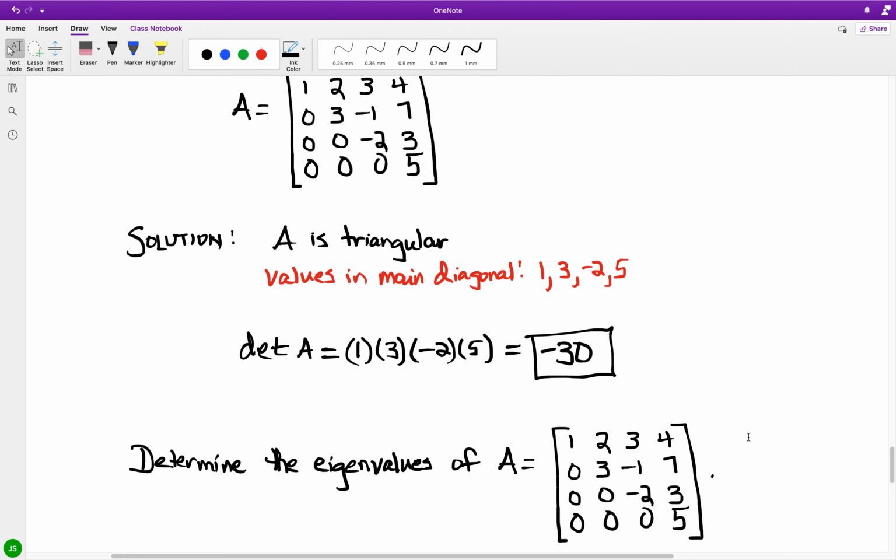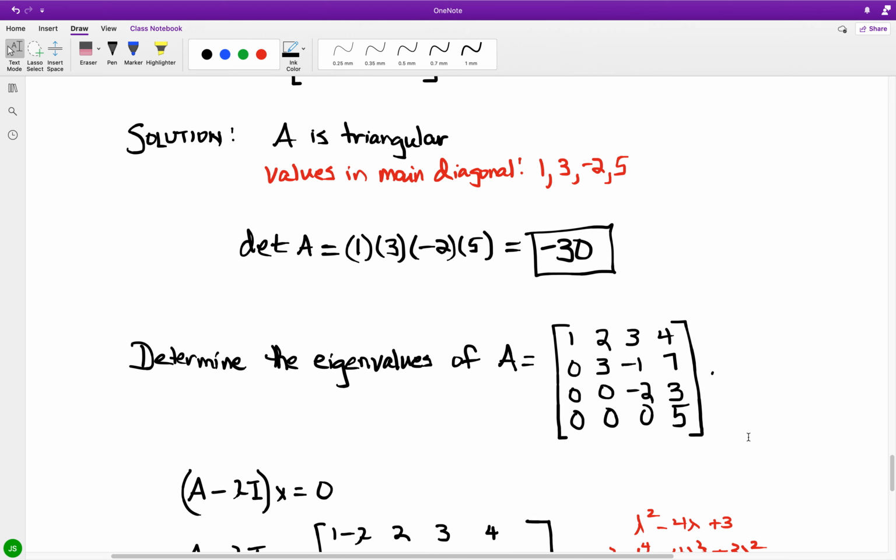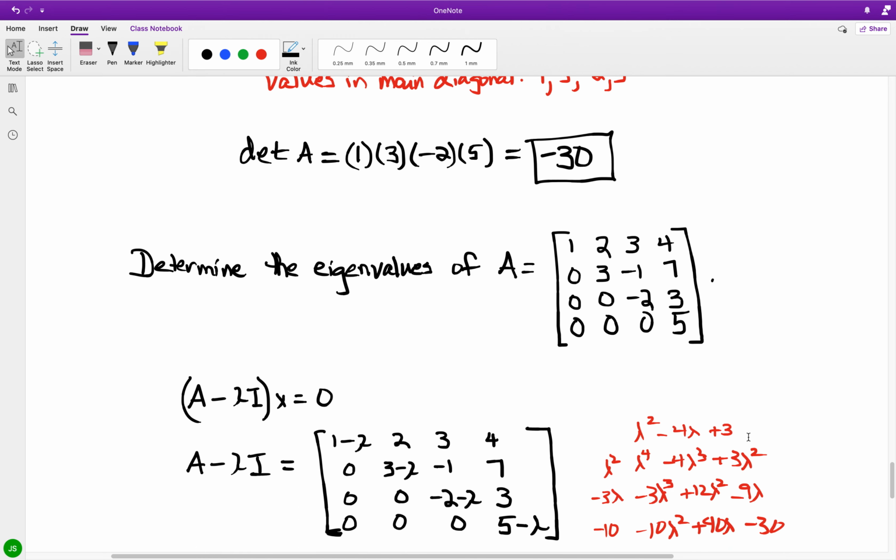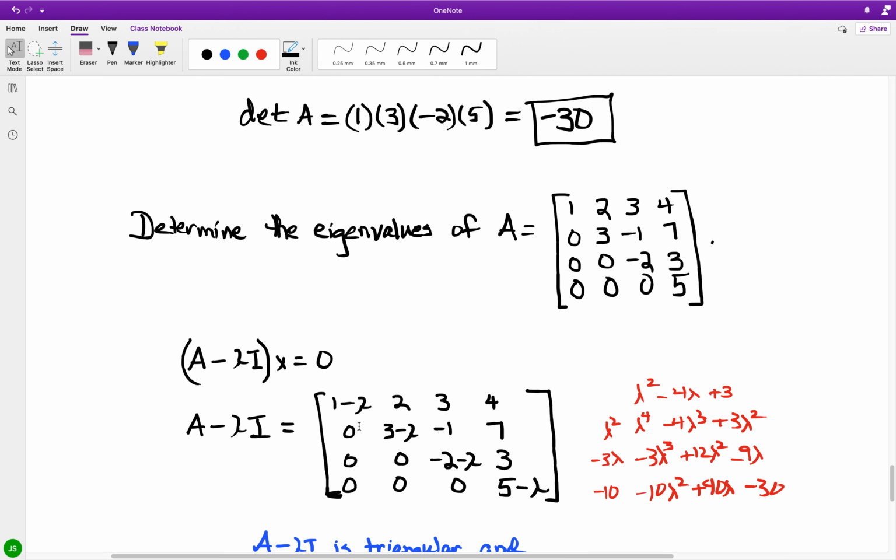Now for this same matrix, going back to what we worked with in the case of eigenvalues and eigenvectors, let's say I were to determine the eigenvalues of this particular matrix. In this case, we have A minus lambda I, quantity times x, equal to 0. And for A minus lambda I, running diagonally, we have 1 minus lambda, 3 minus lambda, -2 minus lambda, 5 minus lambda.